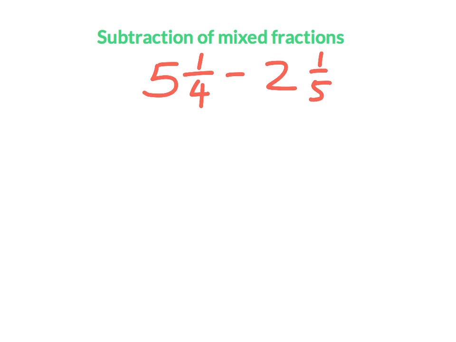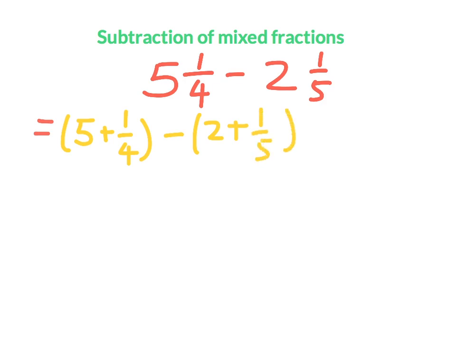Also, sometimes you will be asked to subtract two mixed fractions from each other. So the same process applies. So we can go ahead and write each of these mixed fractions. So we can say 5 1 over 4 can be written as 5 plus 1 over 4, let's put it in the bracket, minus 2 plus 1 over 5.